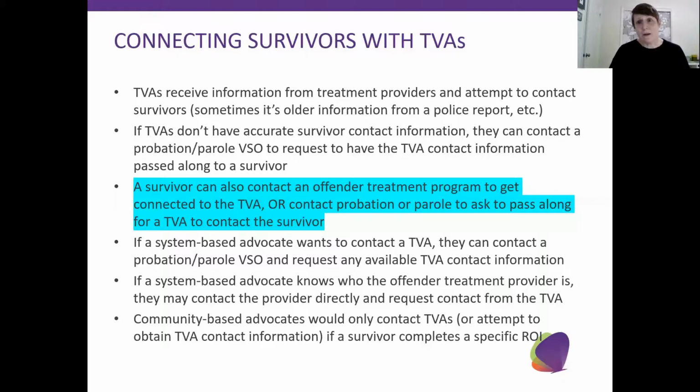Also at the bottom here, community-based advocates would only contact a TVA or try to get TVA contact information if a survivor had signed a very specific, time-limited, voluntary written release. So maybe a community-based advocate might, if they had any information, try to contact a systems advocate to say, hey, do you have any information? Kind of going that route, but only if the survivor, for some reason, wasn't willing or able to do that themselves, and with a specific release.